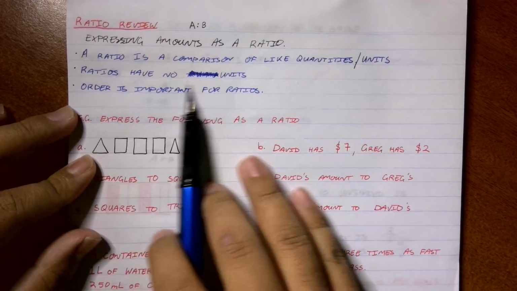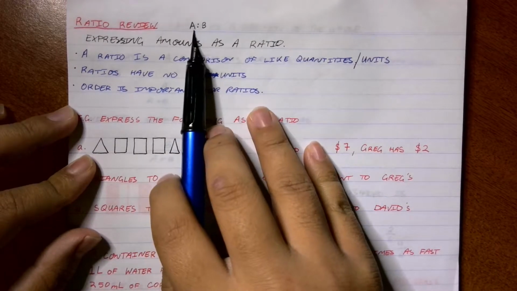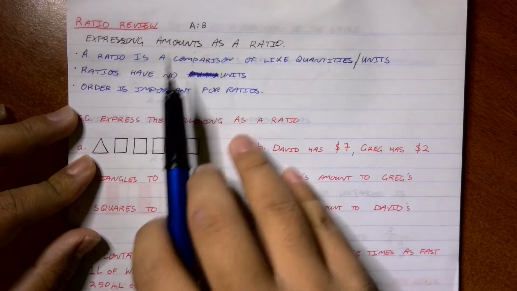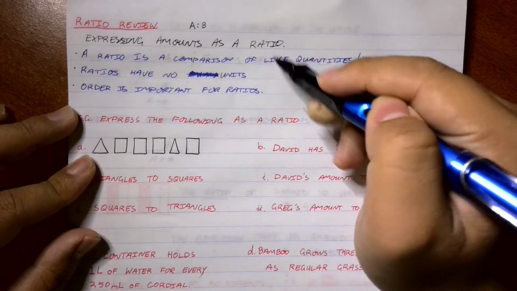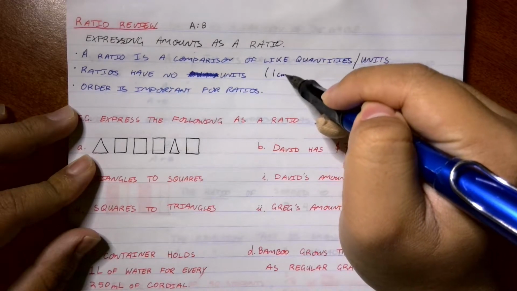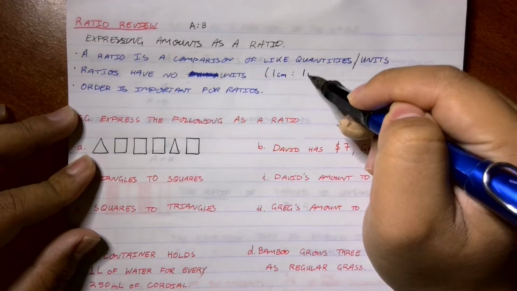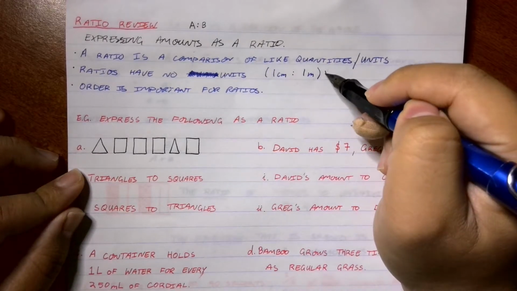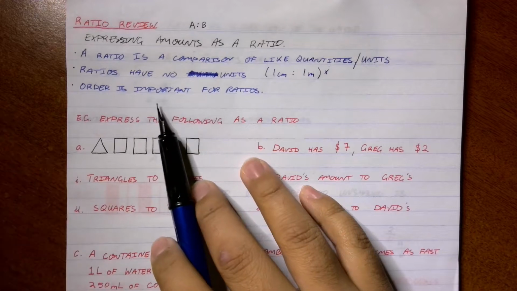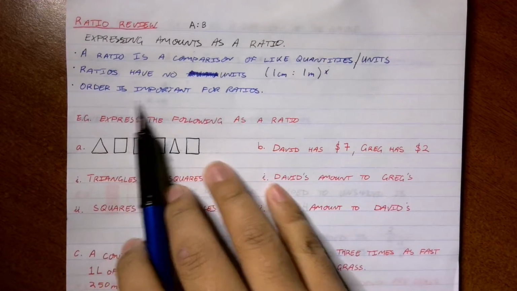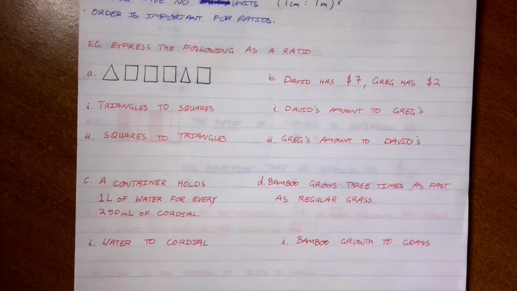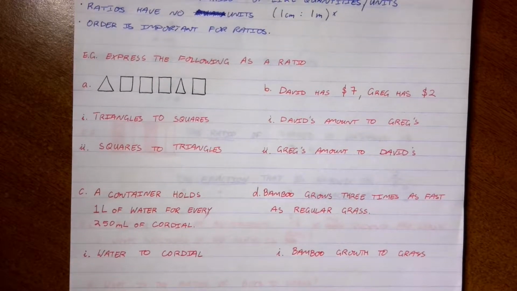Ratios do not have units, so a ratio would look like this: A colon is to B. For example, you wouldn't have 1 centimeter to 1 meter. That's not a proper ratio. This is wrong. And finally, the order is important for ratios. So let's take a look at 4 examples so we can get straight into it.